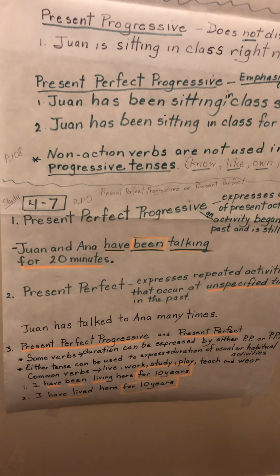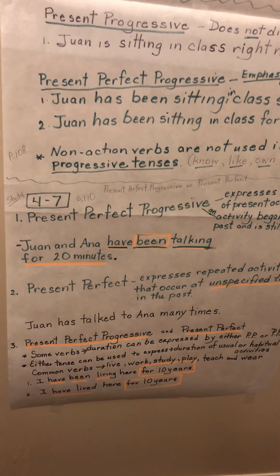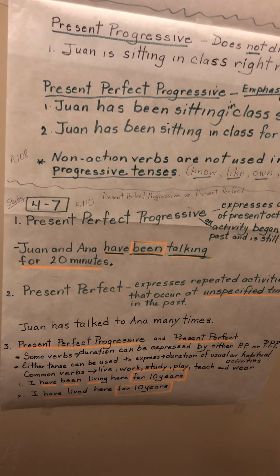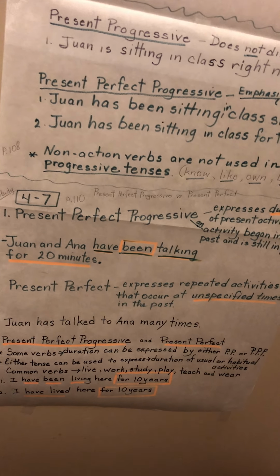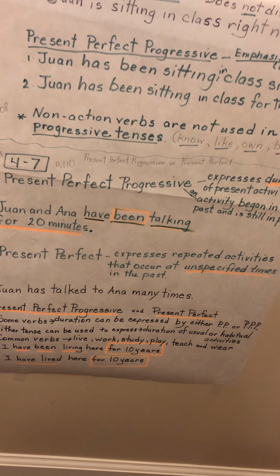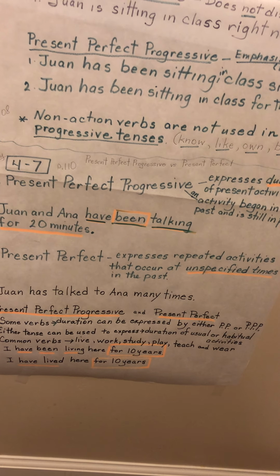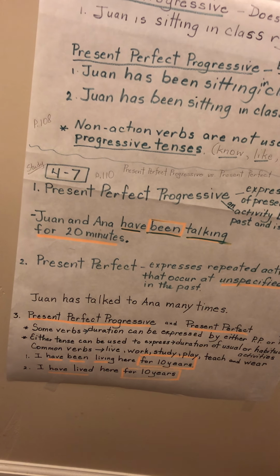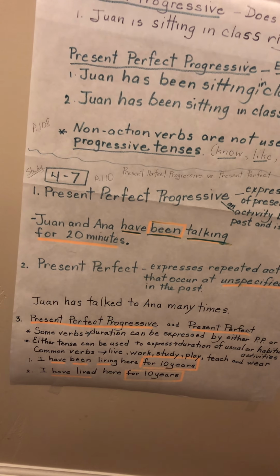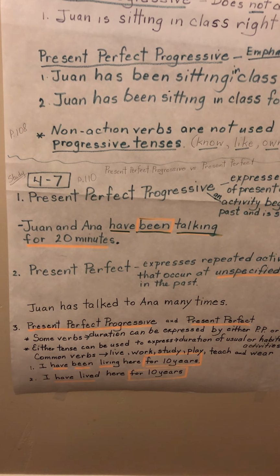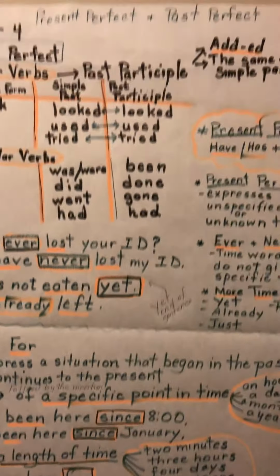For example, Juan and Nana have been talking for 20 minutes. The present perfect expresses repeated activities that occurred at unspecified times in the past. For example, Juan has talked to Ana many times. Okay, and that's a review of chapter 4.